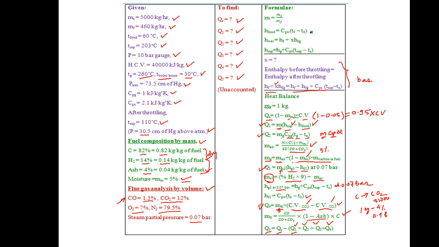Again, to find the feed water enthalpy, we can use this formula, Cp into delta T. Enthalpy of wet steam is given by this formula, and enthalpy of superheated steam is given by this formula. Then the mass of steam produced per kg of fuel is nothing but ms divided by mf. This we can calculate. So now we will start to solve this problem.